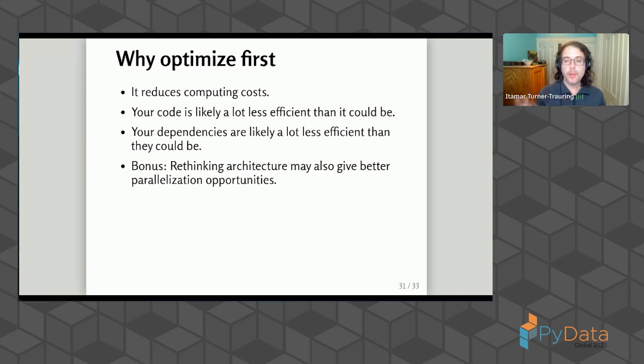And if you think about your architecture from the perspective of optimizing it, it may also give you more opportunities for parallelism. So Polars, because in lazy mode it has the query planner, can also use that to add parallelism in a way that would be much more difficult in pandas.